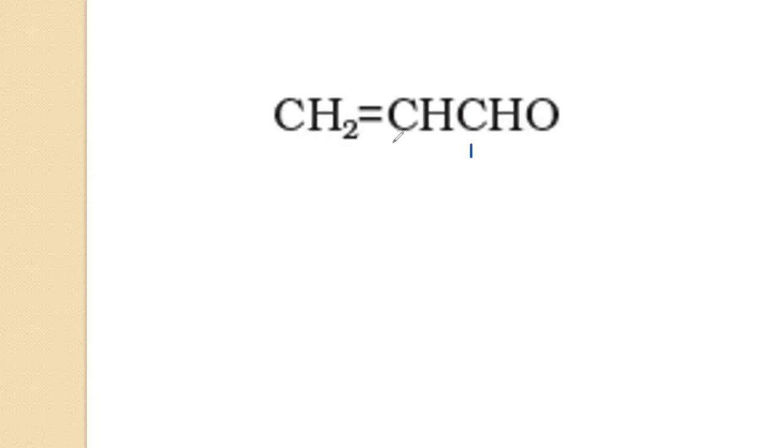So here this is 3 carbon atoms. So prop, aldehydic carbon is numbered as 1. Between second and third, there is a double bond. That means position of the double bond is 2. So prop-2-enal. The compound is called prop-2-enal.